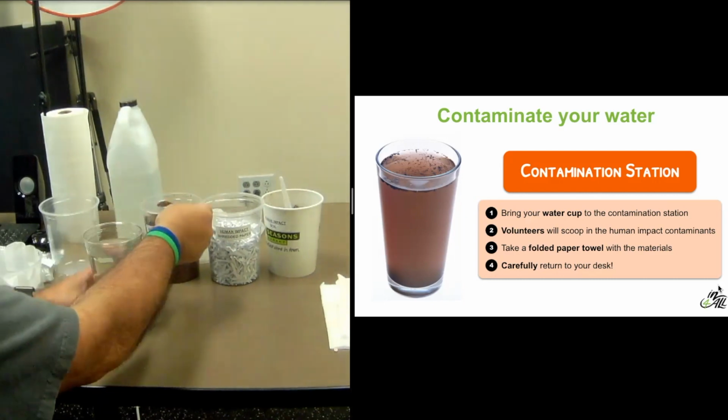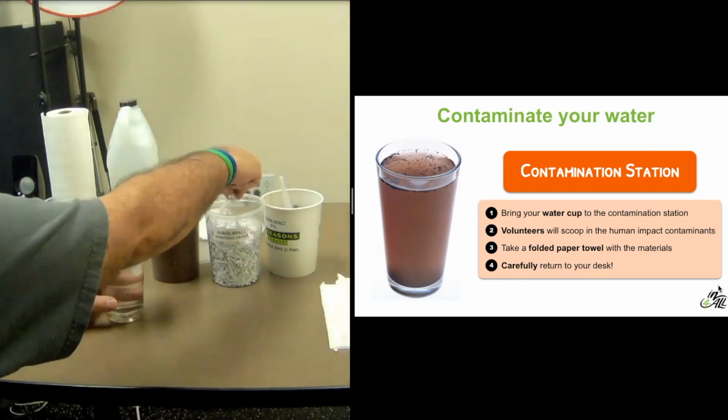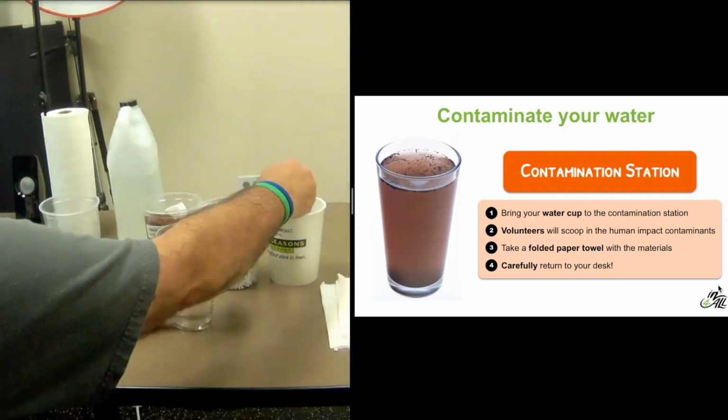This is coffee and citric acid. I'm going to take a small pinch of paper, don't overdo it. And we're going to take a scoop of soil.